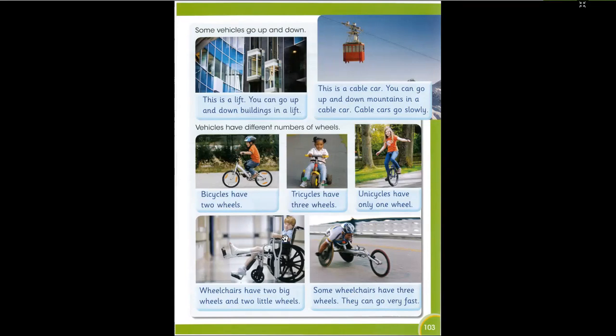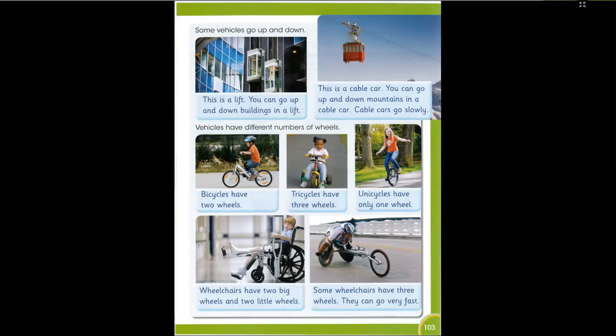have some wheelchairs that have three wheels. They can go very fast. These are used when we are making some kind of race. They have three wheels and are used for sports. Those who participate in a race take this type of wheelchair. It has three wheels and it is very fast. Understood?